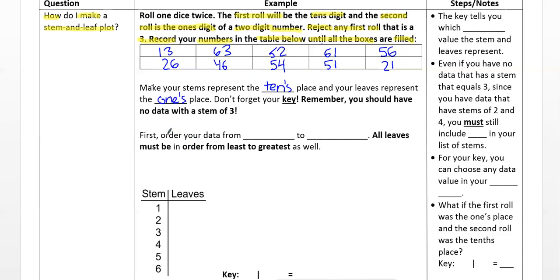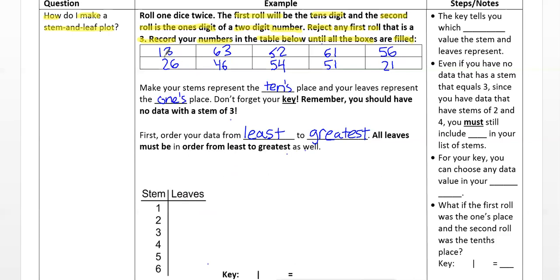Okay, good. First, order your data from blank to blank. What do we always have to do with our statistics data? We have to order it from least to greatest. We had to do that when we found the median, right? Measure of center, to find the number in the middle when the data are ordered from least to greatest. And all leaves must be in order from least to greatest as well. So on our leaves list here, when we start listing these out, they have to be from least to greatest.